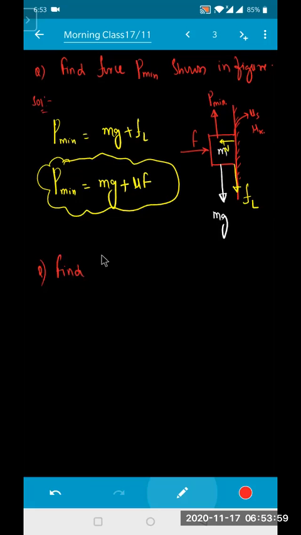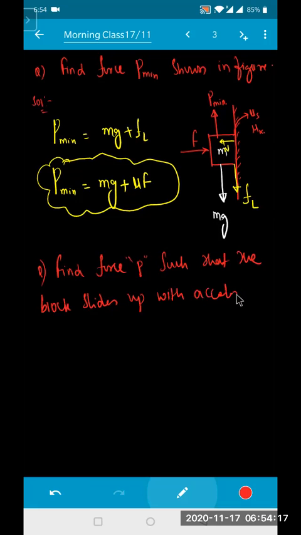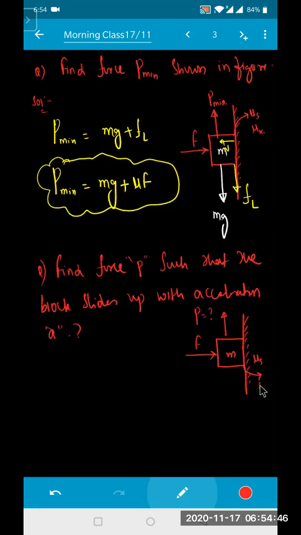Find force P such that the block slides up with acceleration A. This is your vertical wall, and here there is a block of mass m. You are applying a force F acting on this block. So now what is P? P is equal to how much? Again, the friction between them is given as μ for both μs and μk. So now tell me, what is the force P?